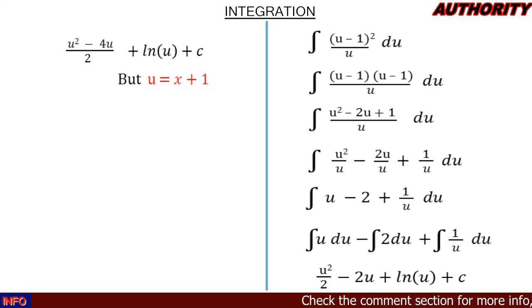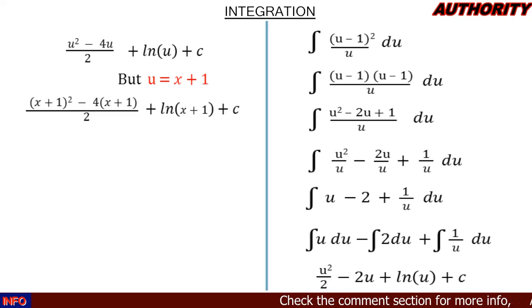All right, but you recall that u is equal to x plus 1. So in place of u now, we replace it with x plus 1. That means we are going to have ((x plus 1) in bracket squared minus 4(x plus 1)) all over 2 plus ln(x plus 1) plus c.